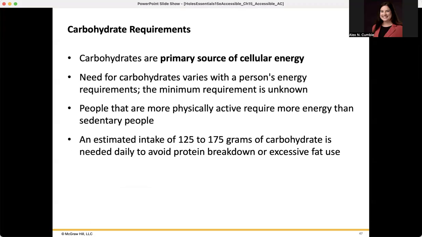As far as carbohydrate requirements by the human body, they are a primary source of cellular energy. So we need to have carbohydrates in order to get energy. People that are more physically active require more energy than sedentary people. And this is the estimated intake that you should take, based off of USDA requirements. Again, I'm not going to make you memorize these numbers because it's different for each individual person.